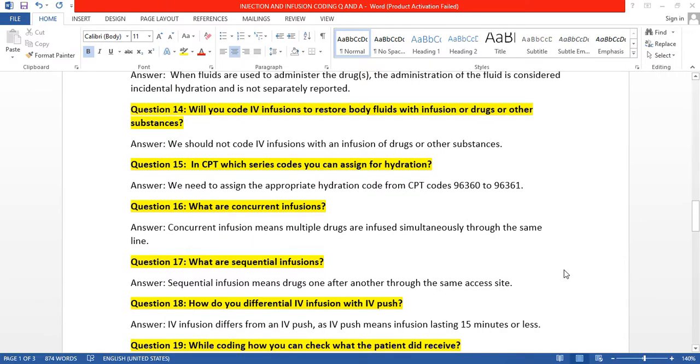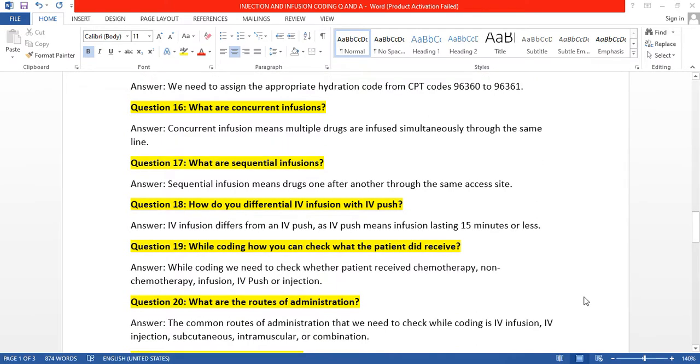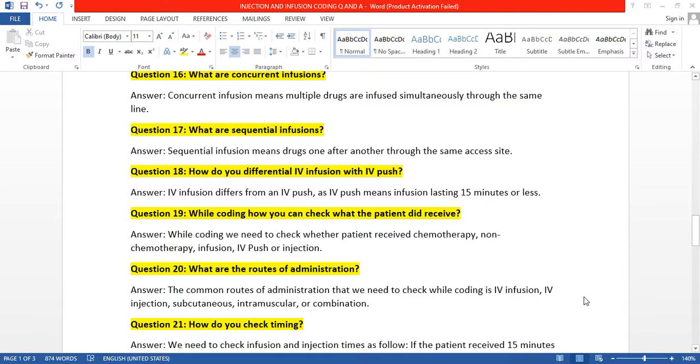Question number 14. Will you code IV infusions to restore body fluids with an infusion of drugs or other substances? Answer. We should not code IV infusions with an infusion of drugs or other substances. Question 15. In CPT, which series of codes can you assign for hydration? Answer. We need to assign the appropriate hydration code from CPT codes 96360 to 96361. Question 16. What are concurrent infusions? Answer. Concurrent infusions means multiple drugs are infused simultaneously through the same line.